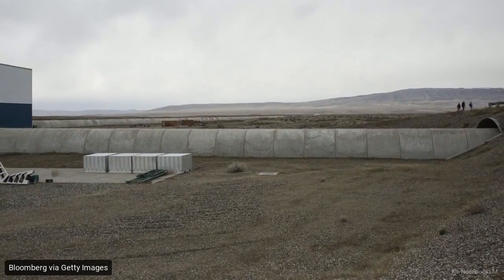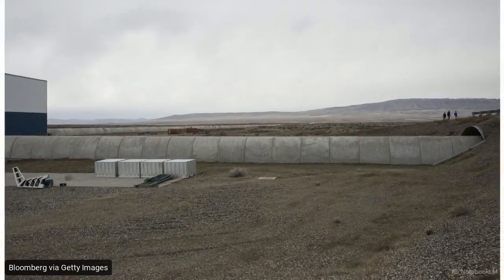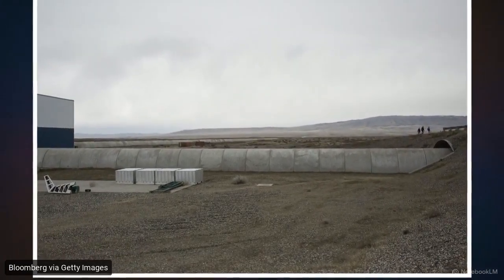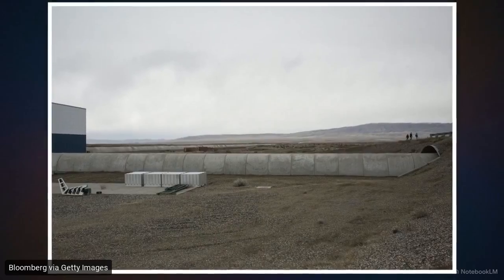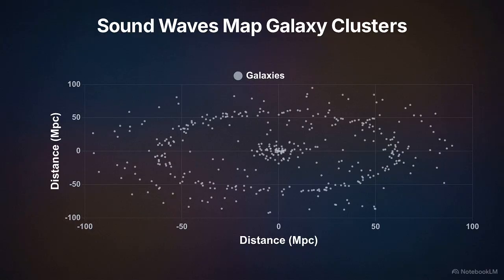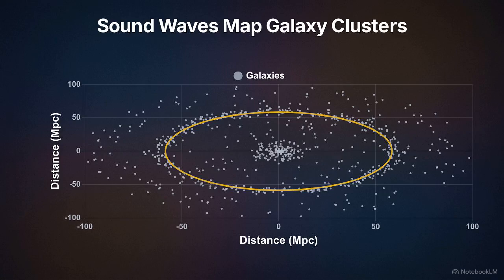In 2015, massive concrete detectors like this one captured the ripples of two colliding black holes, confirming a complex prediction made 100 years earlier. Meanwhile, Lambda-CDM matches the ancient glow of radiation left over from the Big Bang and plots the giant sound waves frozen into the distribution of modern galaxies.